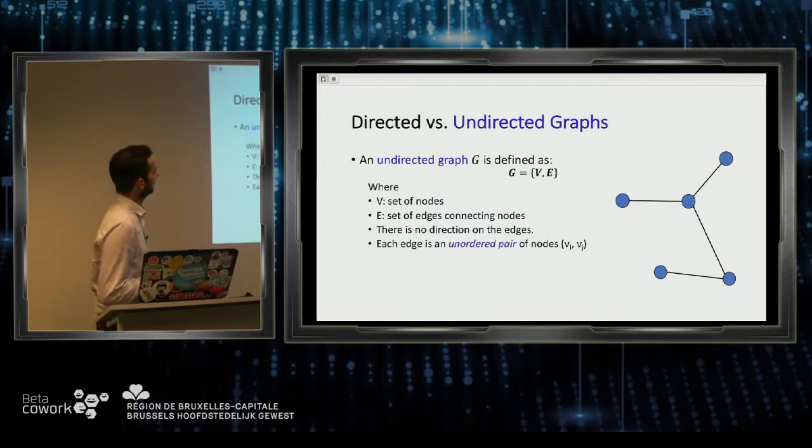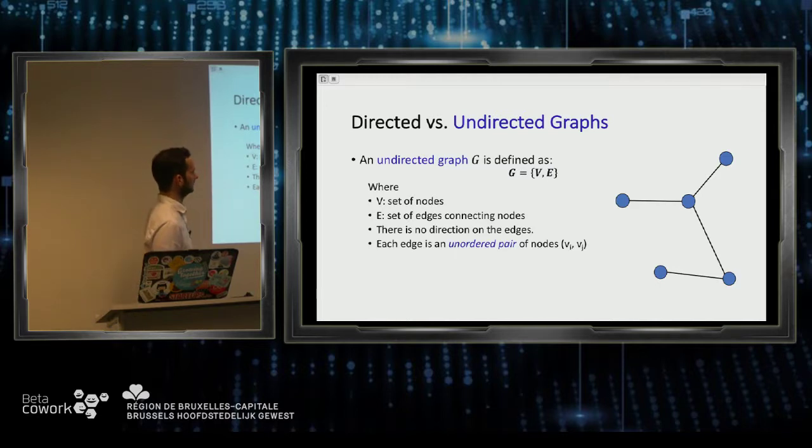So, an undirected graph, which is defined like this, consists of a set of nodes and a set of edges connecting the nodes, and there is no direction on the edges. Basically, an edge is an unordered pair of nodes. In very simple words, an undirected graph says that if there is an edge, there is a connection between a node Vi and a node Vj, where Vi and Vj are two different nodes in a graph. Make sense?